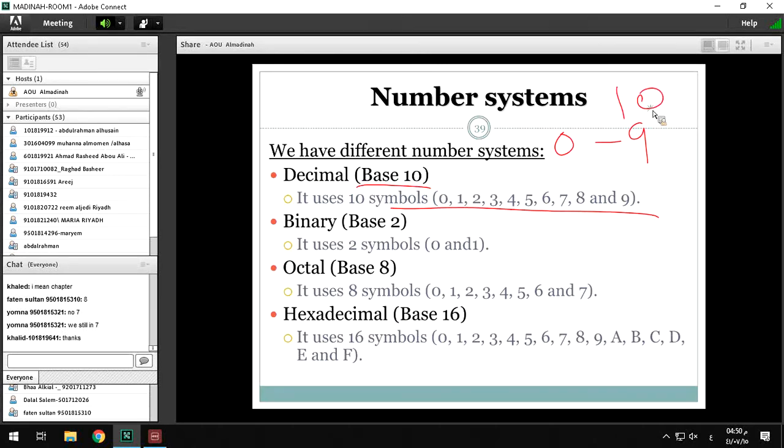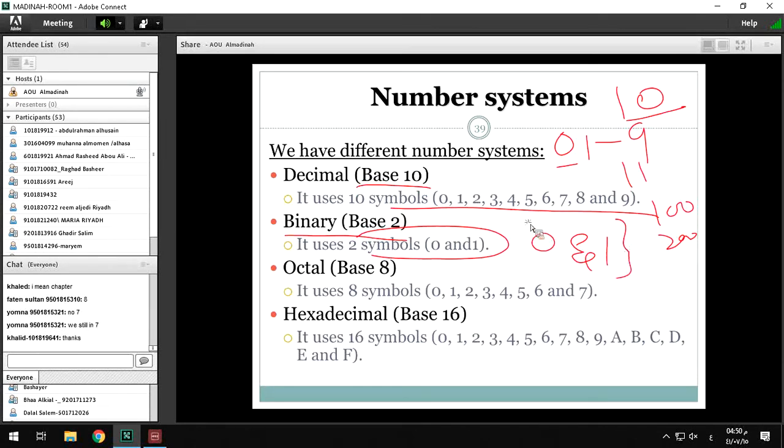Like for example, 10. 10 is 0 and 1 making 10. 11, 100, 200, 300, like this. Other than this, in computers, we also have the binary numbers, which is called base 2. That takes only 0 and 1. There is no 2 here, there is no 3. That is called binary numbers. We also have octal numbers, that is from 0 to 7. Octal means 8, 8 numbers, 0 to 7. There is no 8 and 9.